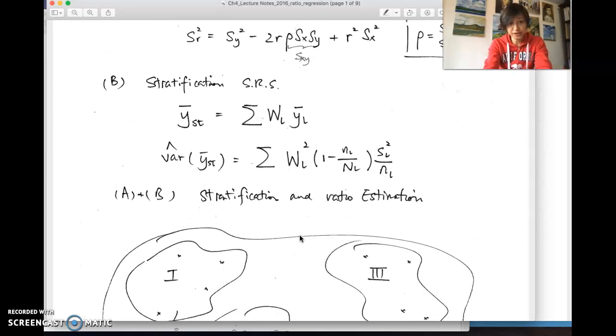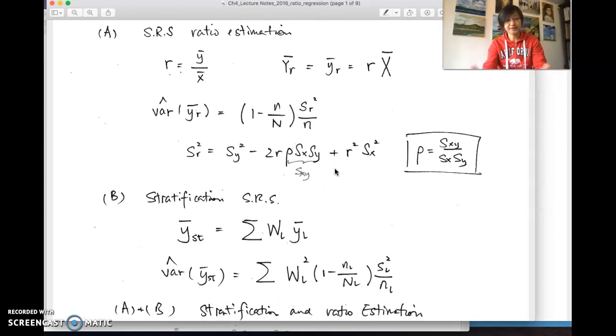Chapter 4, stratification. We divide the population into different strata. Within each stratum, we estimate y bar, and then we add up the y bar for each of the strata, weighted by their population fraction. So this is my y bar under stratified random sampling, and the estimated variance equals the estimated variance for each stratum, added up, weighted by the population fractions squared. Okay, so this is how we do stratification.